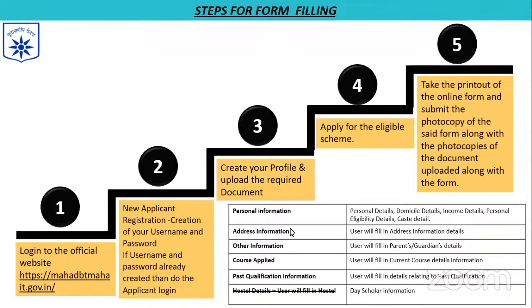Then in case of creating a profile, the second information that is required is address information. Here your permanent and correspondence address has to be filled up. In case of other information, you are supposed to give the information about your parents or guardian.